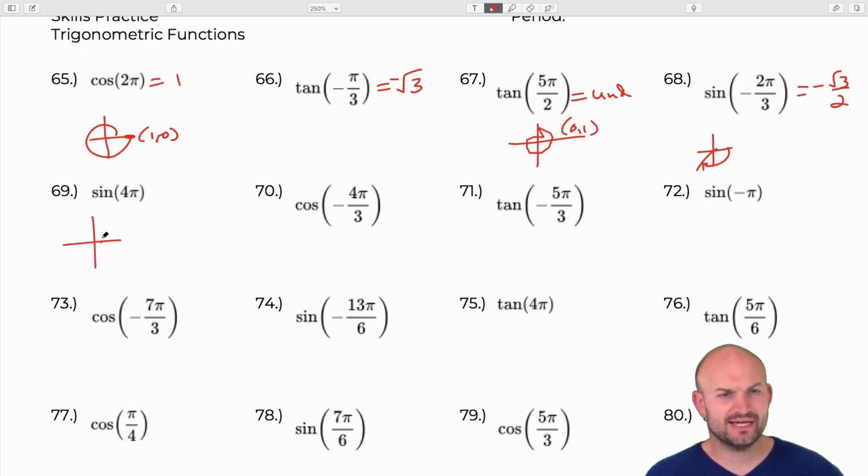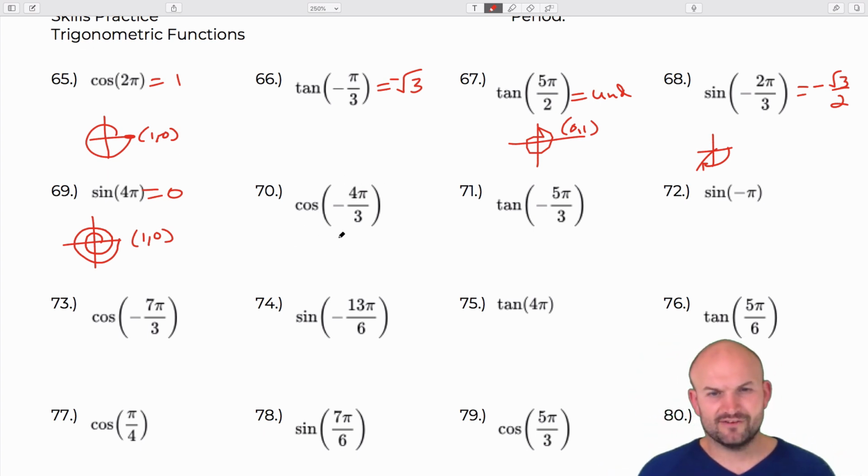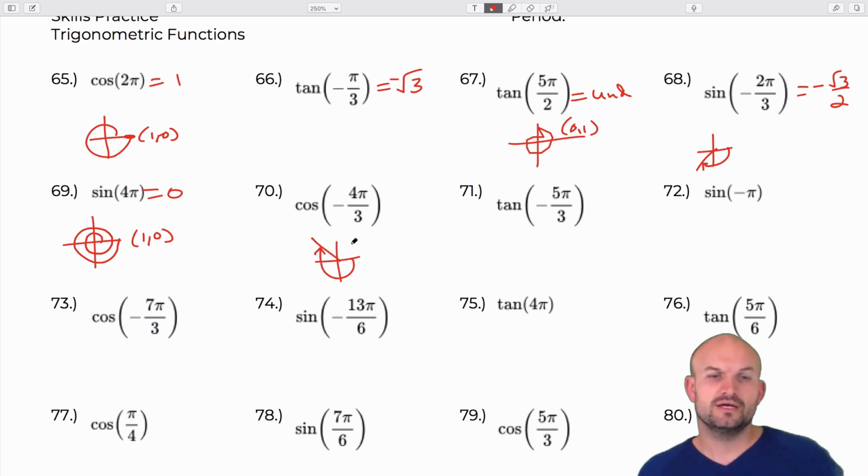Sine of 4 pi, that's going to be all the way around once, all the way around twice. So again, that's 1, 0. The sine is just equal to 0. That's just 2 revolutions. Should have gone through that. Negative 4 pi over 3 has a reference angle of pi over 3, and that is an angle in the second quadrant, pi over 3 over. So therefore, cosine is negative. For pi over 3, that's going to be a negative 1/2.